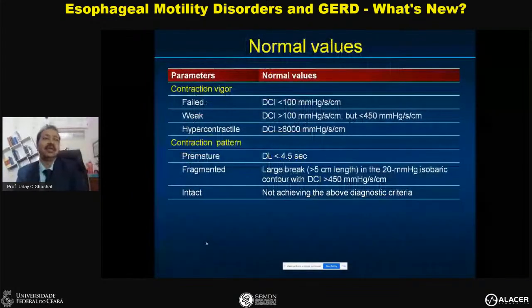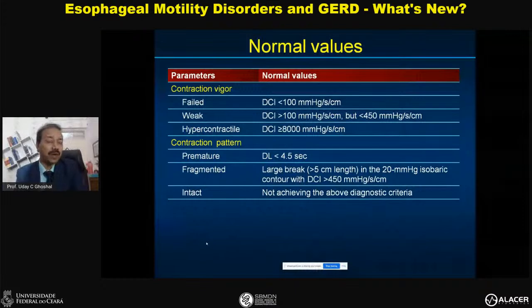Now, these are the sort of cutoffs. Contraction vigor failed means DCI less than 100 millimeter of mercury per second per centimeter. Weak means DCI between 100 millimeter of mercury per second per centimeter, but less than 450 millimeter of mercury per second per centimeter. Hypercontractile is DCI more than 8,000 millimeter of mercury per second per centimeter. What is premature contraction? Distal latency is less than 4.5 seconds.